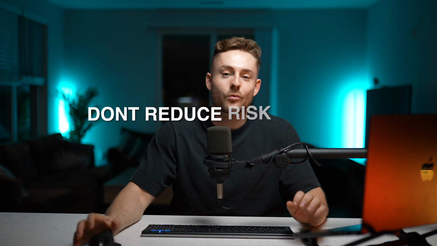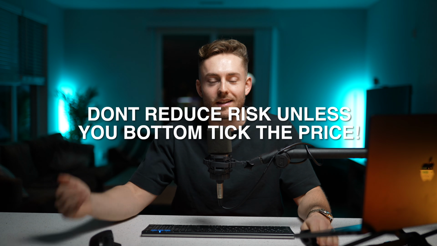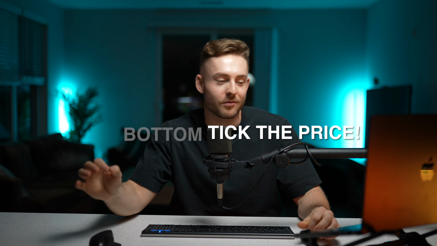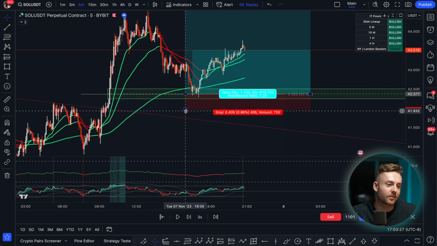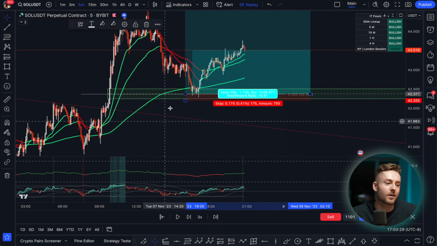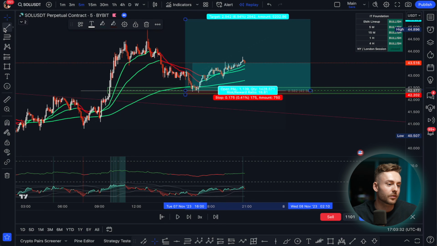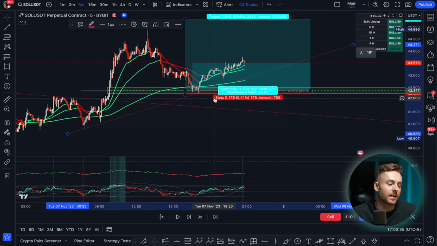Now, it's important to mention, once again, I'm just gonna nail this into people's head because I've made this mistake a lot, and this is something that I see with a lot of people. Don't reduce risk to the entry unless you literally bottom tick the price. In this case, we see the wicks go through here, so give it some breathing room. Let this be your bottom. We're still trading this as an overall trend, right? These are the lows that we want to pay attention to, right?